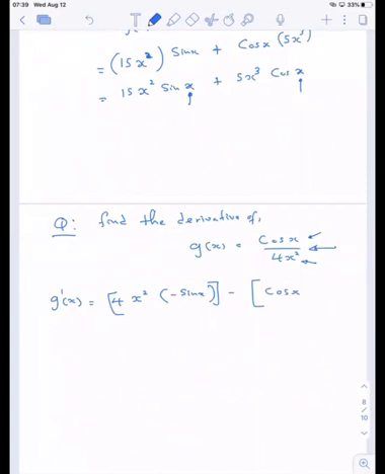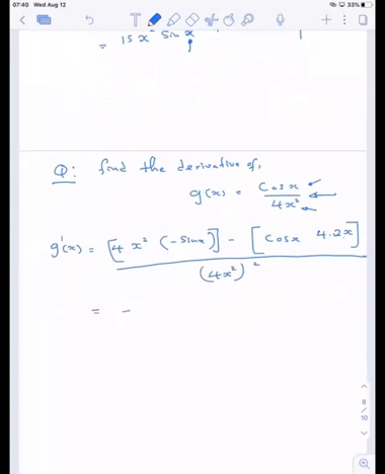Now once you differentiate 4x squared, 4 will be right here, and then differentiating x squared will give you 2 times x. So this will be basically 4 times 2 times x, which will be 8x, divided by 4x squared. And the answer will be minus 4x squared sin x minus 8x cos x divided by 16x to the power 4.